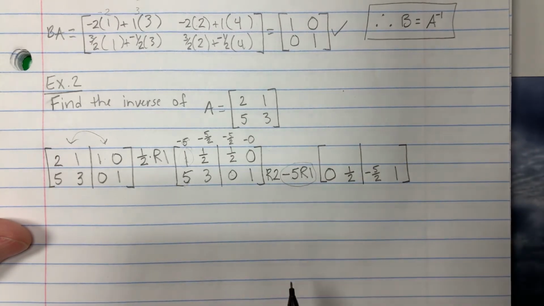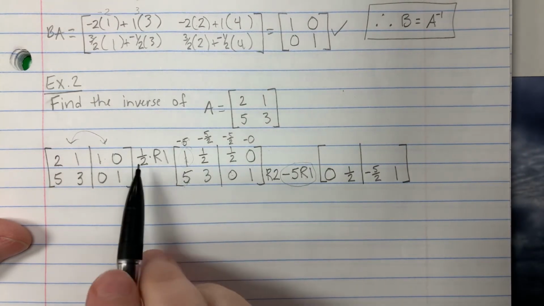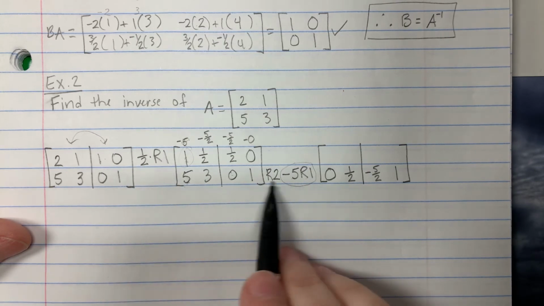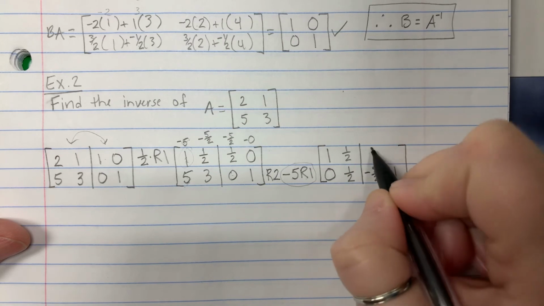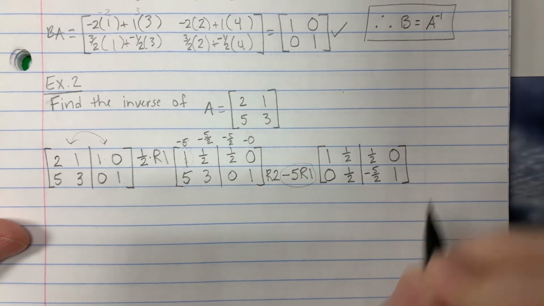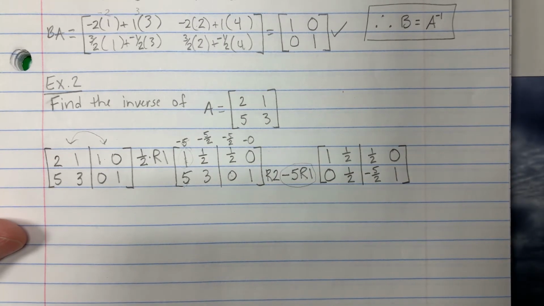Again, my top row I didn't change. I only did this piece. So wherever I'm writing this, that's the row that I'm changing. Okay, so that top row is going to stay 1, 1/2, 1/2, and 0.